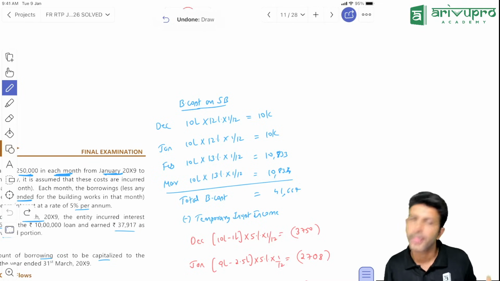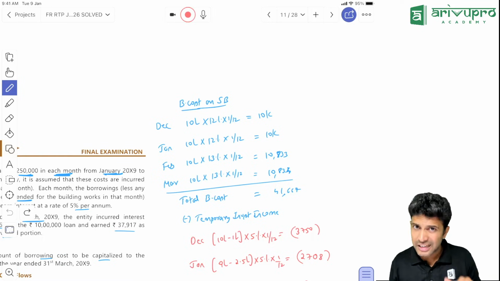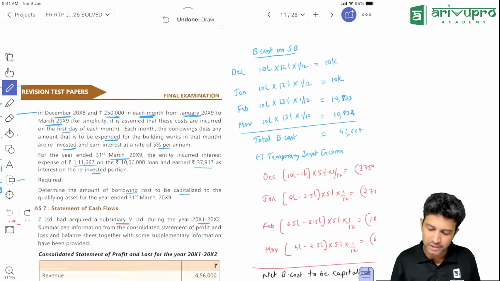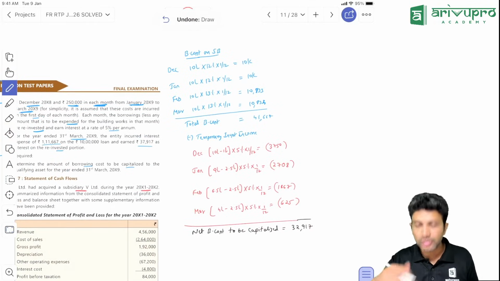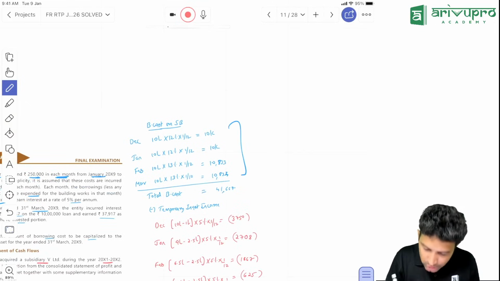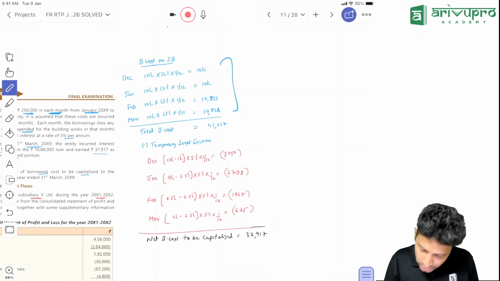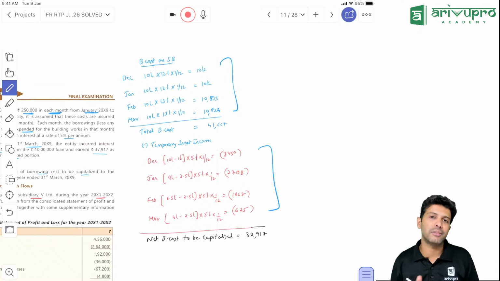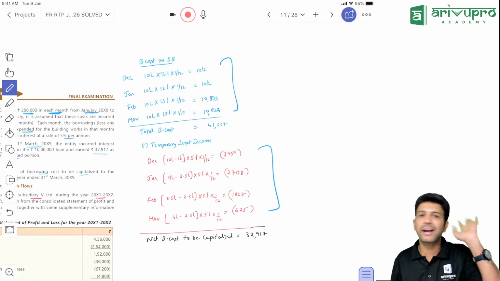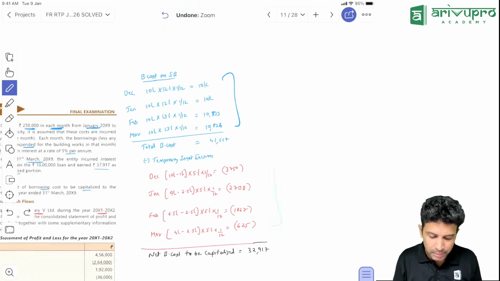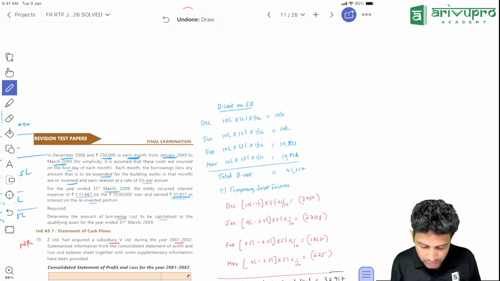Easy. Okay. Can you capitalize this? Yes. But if there is any temporary investment income, you need to reduce that. So they have given temporary investment income of 37. Don't take that, sir. That is for the whole year. Are you capitalizing the whole year's borrowing cost? No. You're only capitalizing 4 months. So only the temporary investment income you have earned in those 4 months, only that much you need to reduce. So the entire amount you can't take. Hence I told this number we can't take.